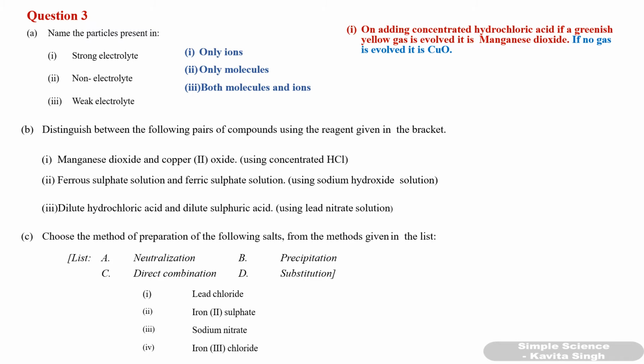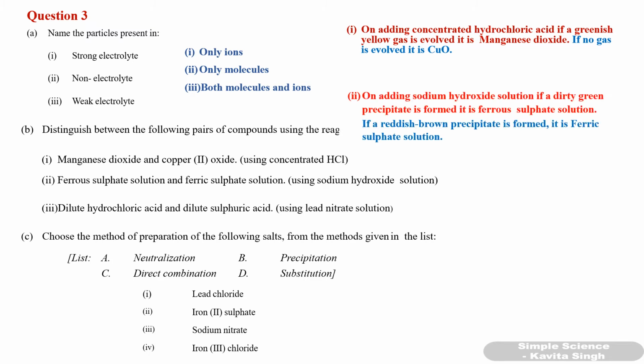Second, ferrous sulfate solution and ferric sulfate solution using sodium hydroxide solution. When you add sodium hydroxide solution, you have to remember the colors. On adding sodium hydroxide solution, if a dirty green precipitate is formed, it is ferrous sulfate.